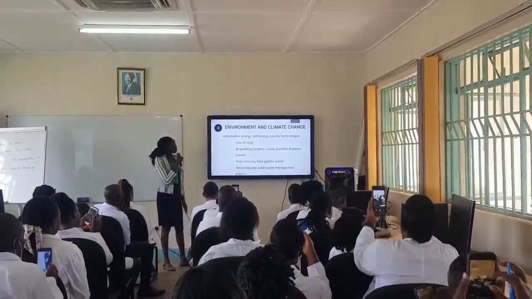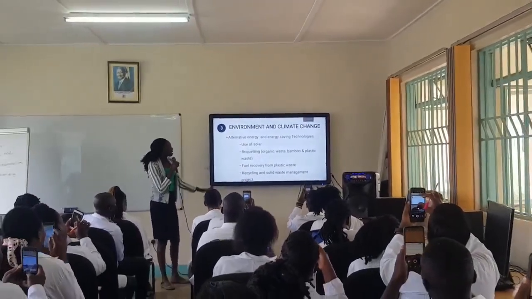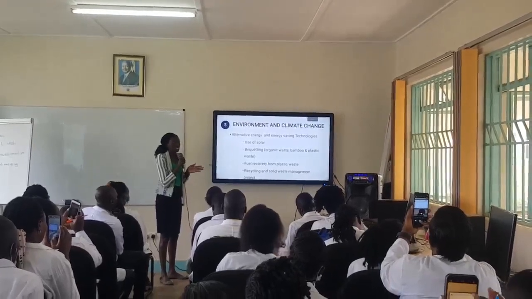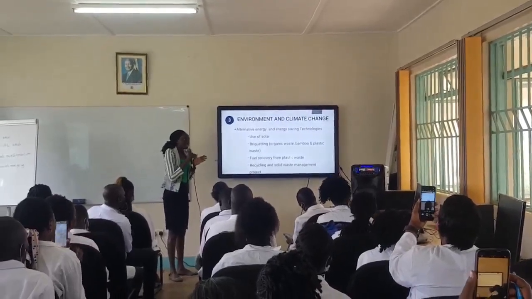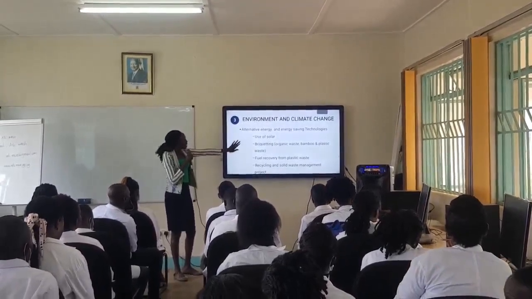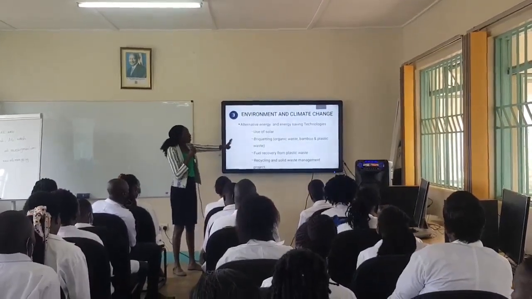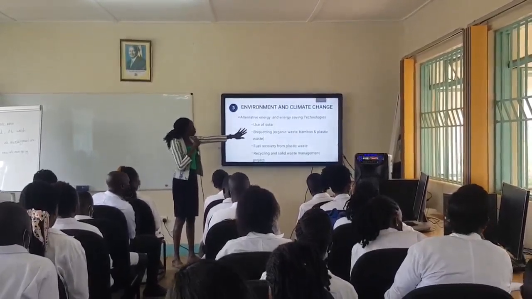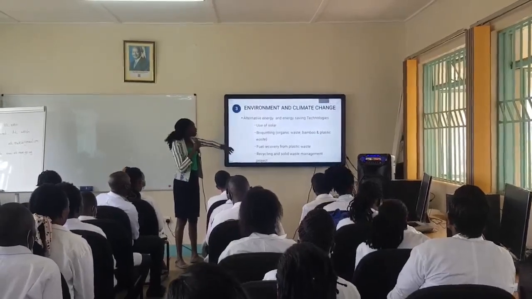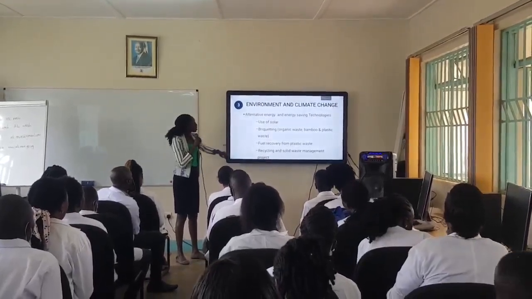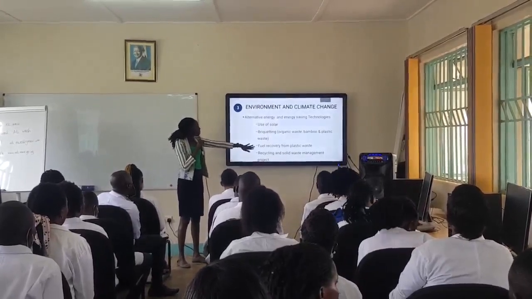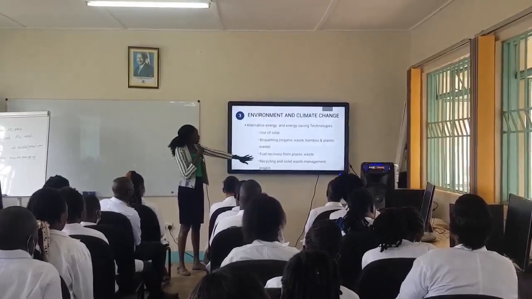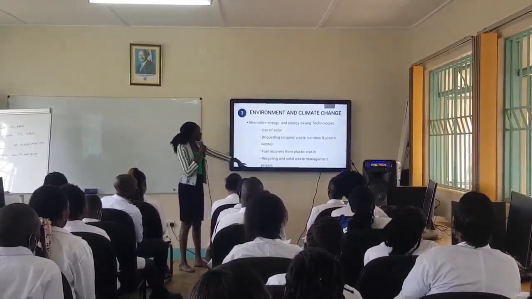Thematic area: we have environment and climate change, and under this we create alternative energy technologies and energy saving technologies. So that's the use of solar, which is renewable energy. Then making of briquettes, that's from organic waste, bamboo, plastic waste. Then fuel recovery from plastic waste, that is usually high density. Then recycling and solid waste management projects.